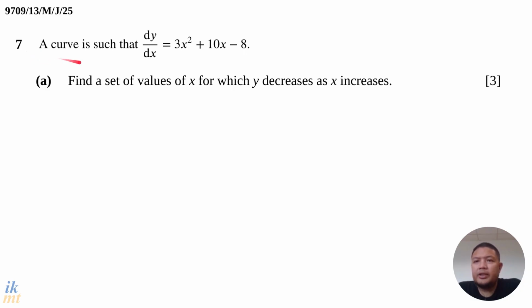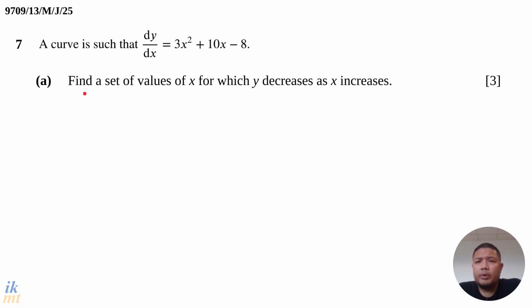So question 7, a curve is such that dy dx is equal to 3x squared plus 10x minus 8. Part A, find a set of values of x for which y decreases as x increases. All right, so here what you are given for this curve is not the equation of the curve itself, but the gradient function of the curve.